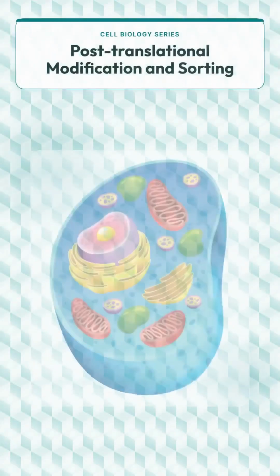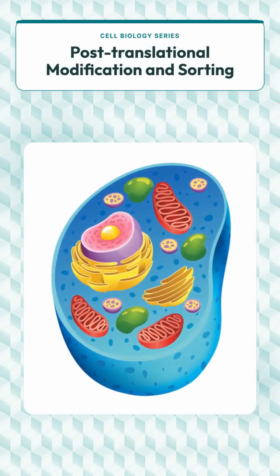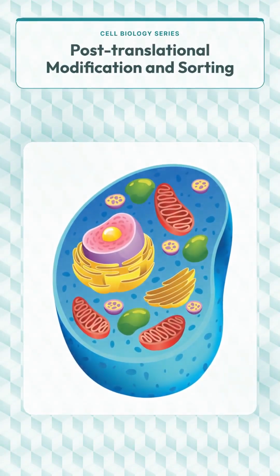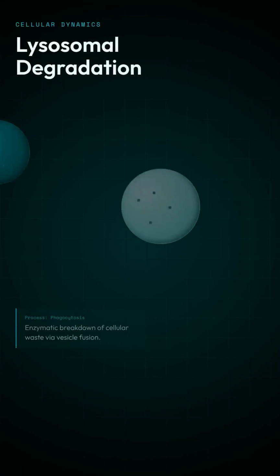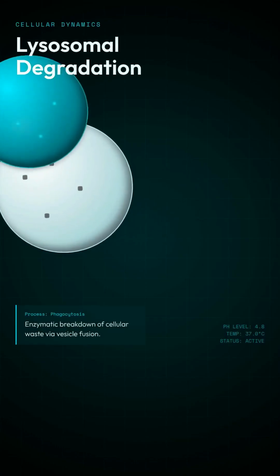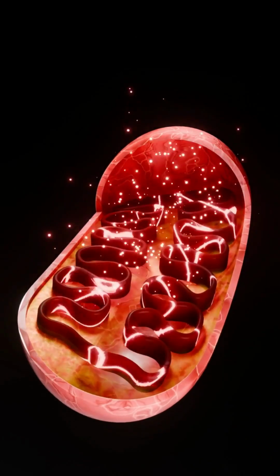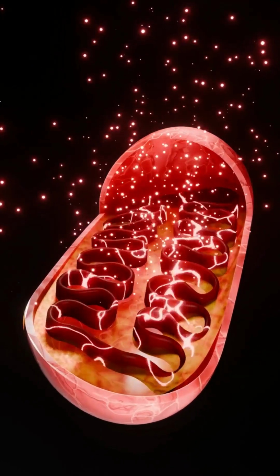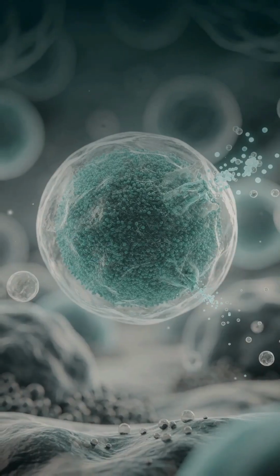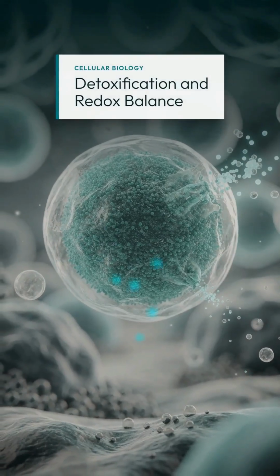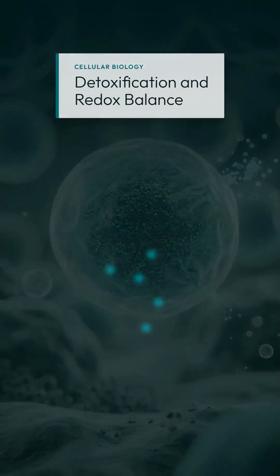The Golgi sorts and modifies proteins, preparing them for their final destinations. Lysosomes act as the cell's recycling center, breaking down waste with acidic enzymes. Mitochondria are the powerhouses, generating the ATP needed for cellular work. Peroxisomes maintain balance by detoxifying the cell and neutralizing reactive oxygen.